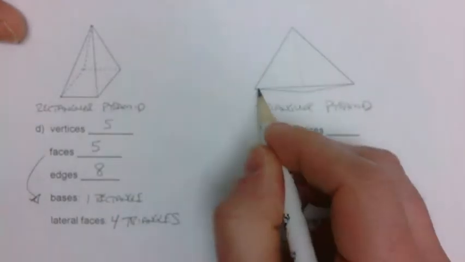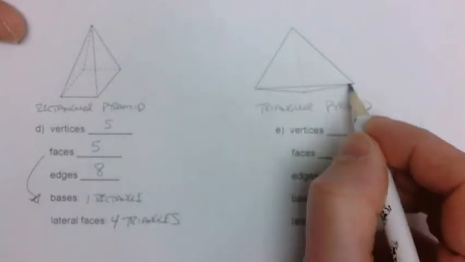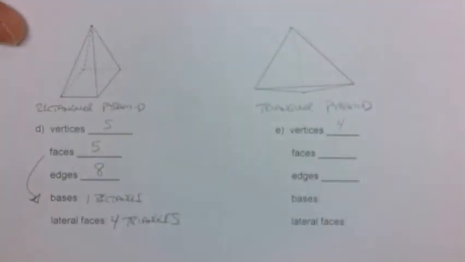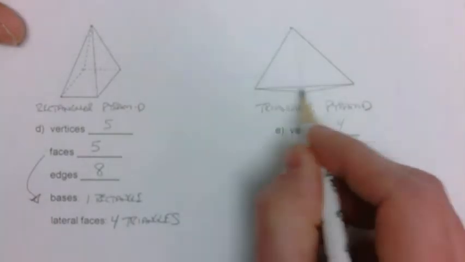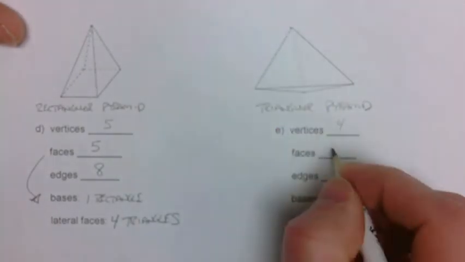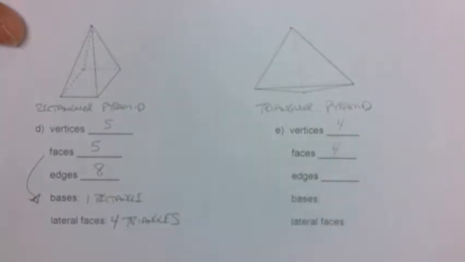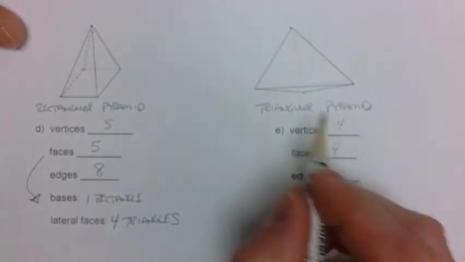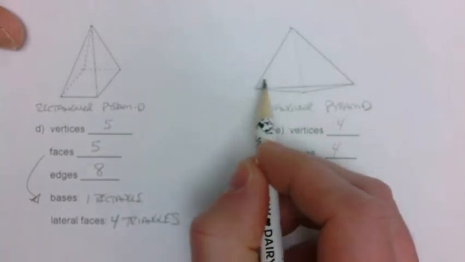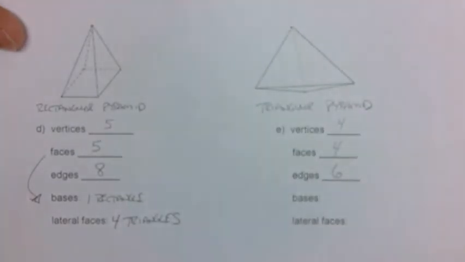And for the vertices, count the corners. 1, 2, 3, plus the apex makes 4. For the flat faces, we have the one flat triangle on the bottom, and then 1, 2, and 3 more. So that's a total of 4 faces. And then for the edges, count the line segments. 1, 2, 3 along the base, and then 1, 2, 3 more that go up to the apex, which is a total of 6 edges.